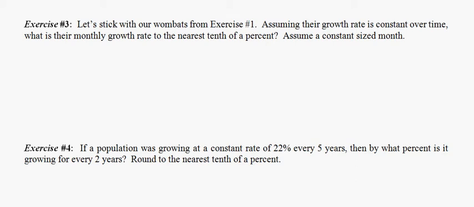Okay, exercise 3. All right, let's stick with the wombats. You gotta like a good wombat. It says, assuming their growth rate is constant over time, what is their monthly growth rate to the nearest tenth of a percent? Assume a constant sized month. All right, so 12 months in a year.